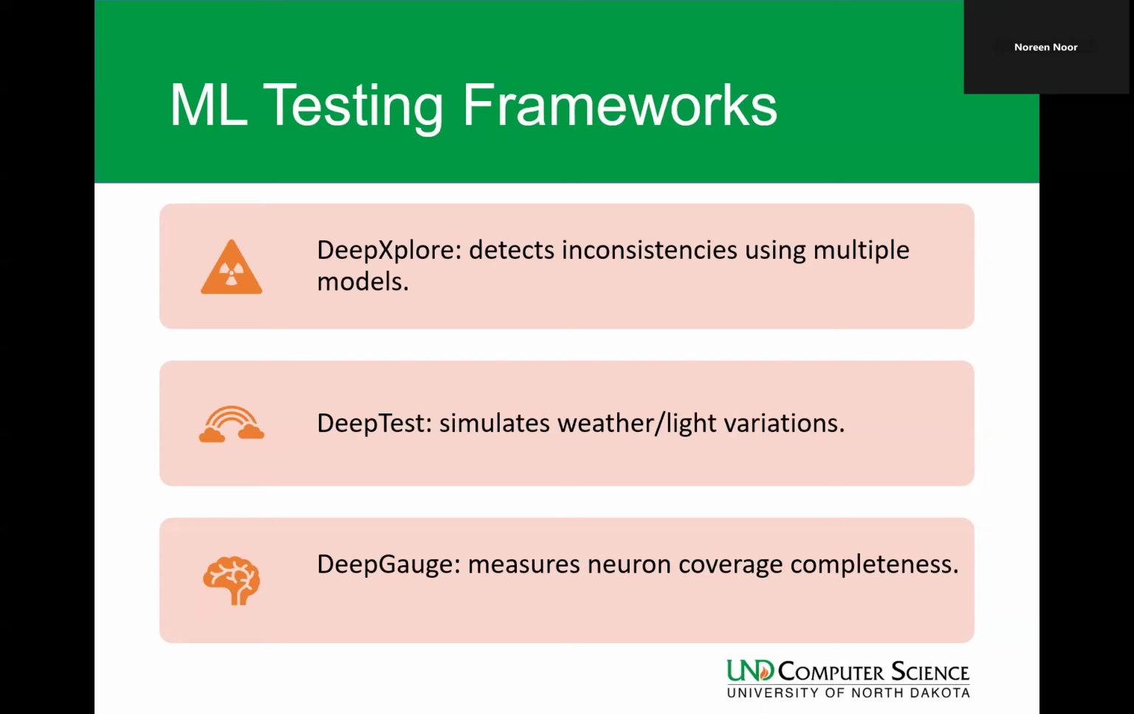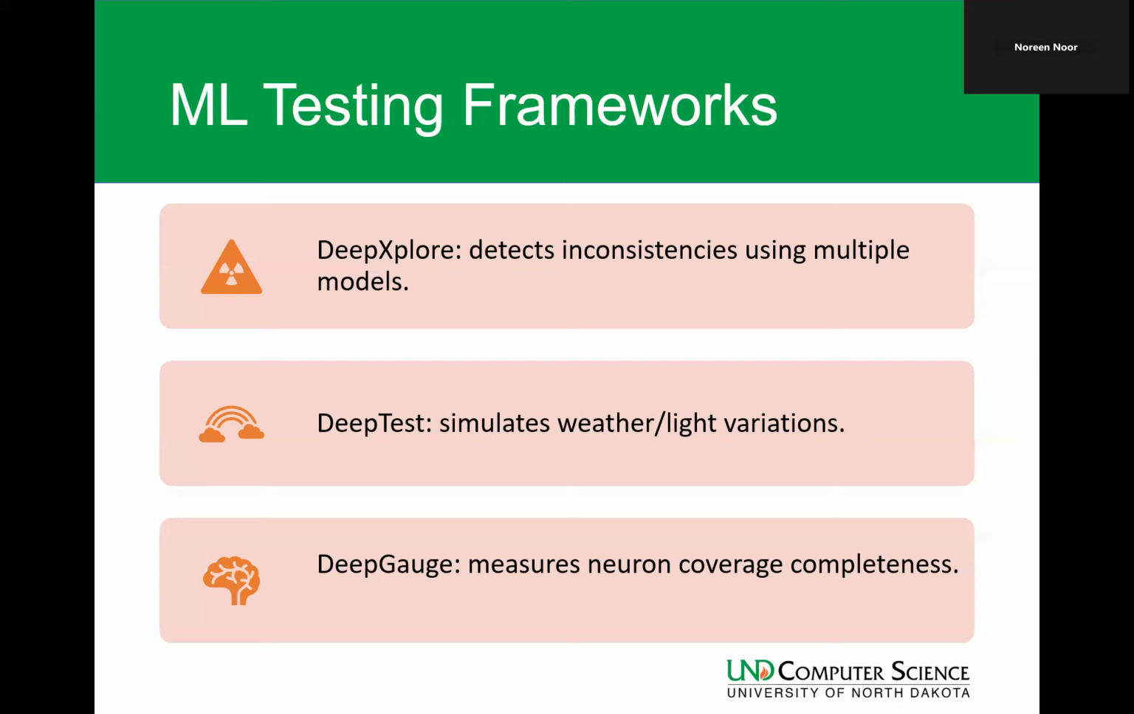It helps ensure machine learning models, which we are using from before, like papers, are behaving safely and reliably. So the first one, Deep Explorer, is designed to detect inconsistencies across multiple models, which helps catch silent or edge case failures that might not show up in regular tests. Then we have Deep Test, which focuses on simulating conditions like weather or lighting changes, something really useful when we think about flight visibility and different operating environments.